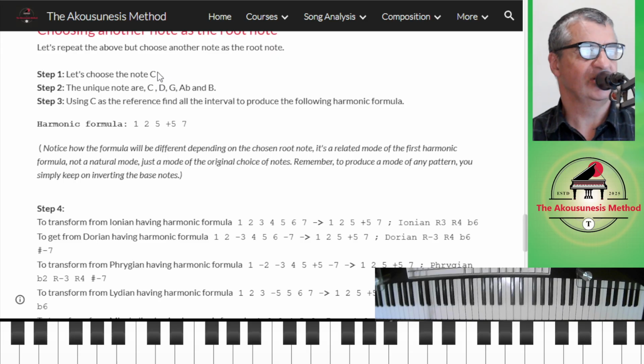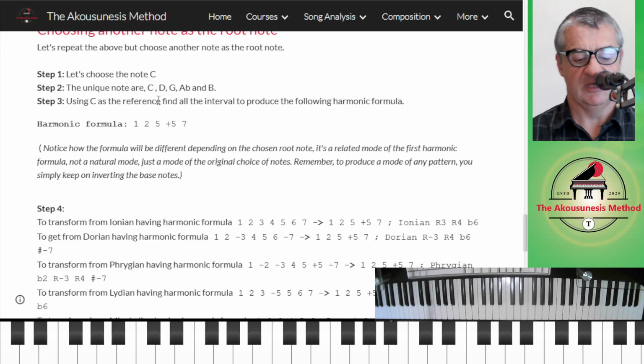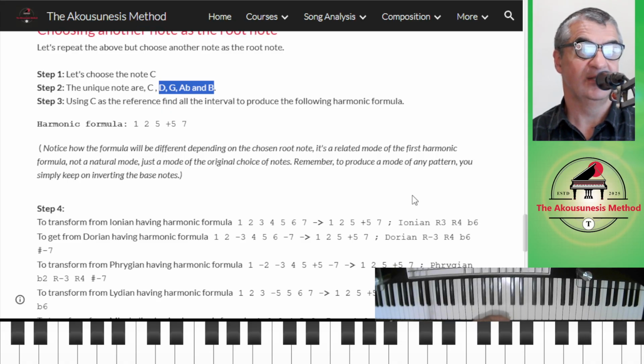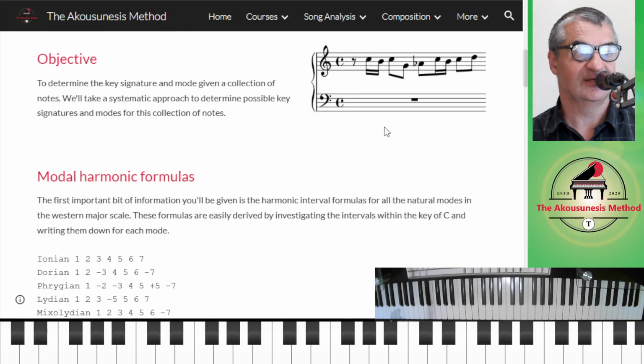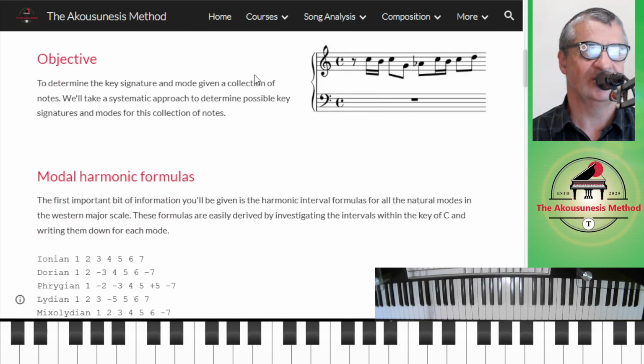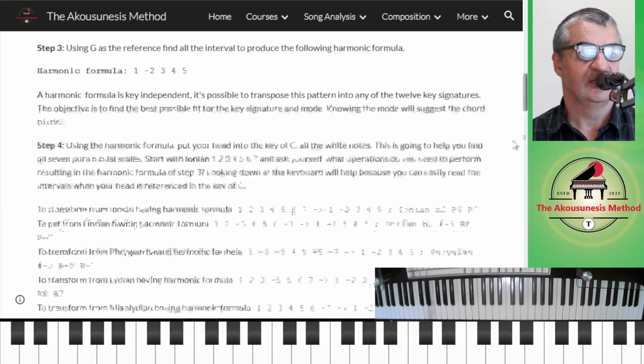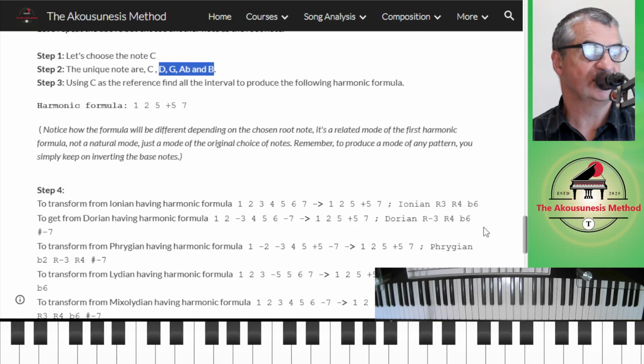Choose the root note. We're going to choose C. Then we're going to keep C down there and just write down all the notes. It was D, G, A flat, B. The same physical notes as the previous one, okay? Because these are physical notes. These are absolute notes on a staff. They never change, so these notes won't change either.